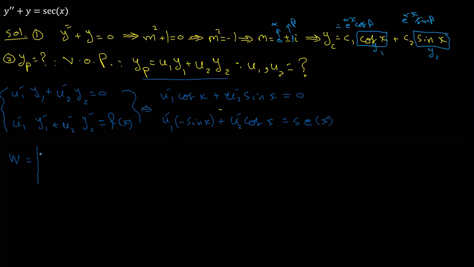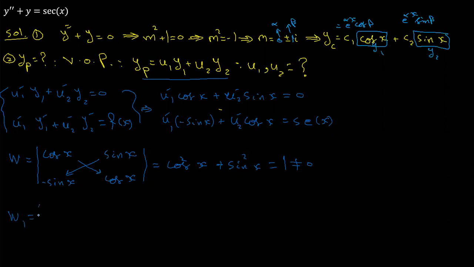Using the clue, W is given by the coefficients of u1 prime and u2 prime. So it is cosine x, my y1, sine x, my y2, and their derivatives, negative sine x, cosine x. To find this determinant, it's very easy to do the cross product. This by this, which is cosine squared x, minus this by that, so you have minus and your minus, so plus sine squared x, equals 1. And this one isn't 0 at all. I remember that. Now let me find W1.